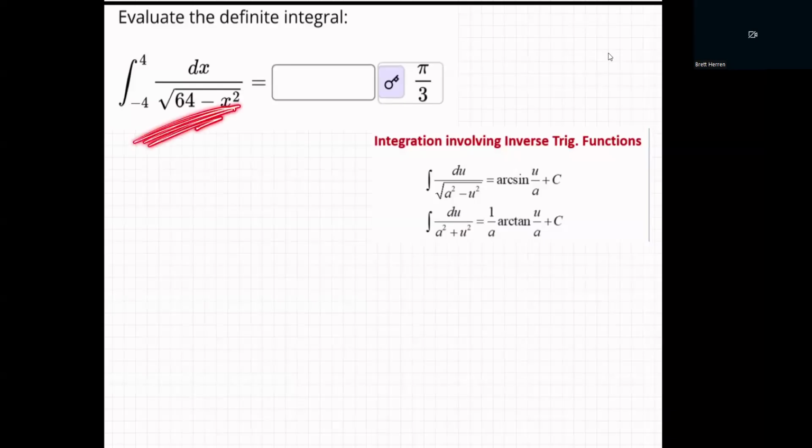We want to do this definite integral. We're going to use these integral formulas. Which one are we going to use? We're going to use the square root one because we have a square root in the bottom. So we're going to use this one.